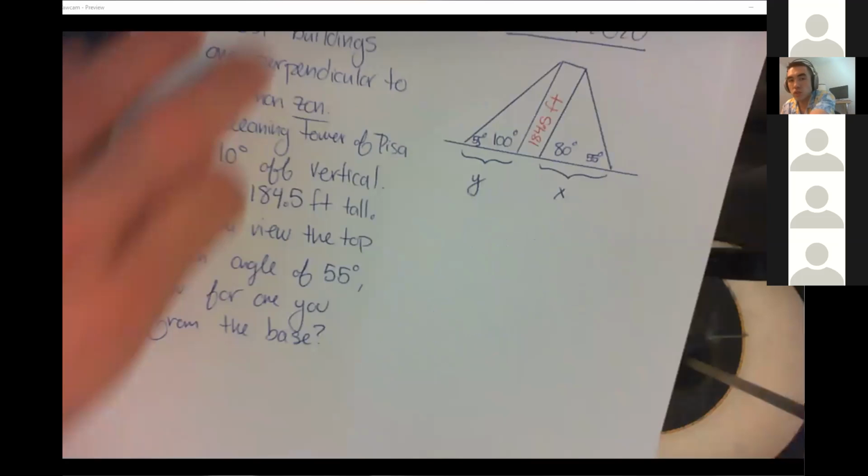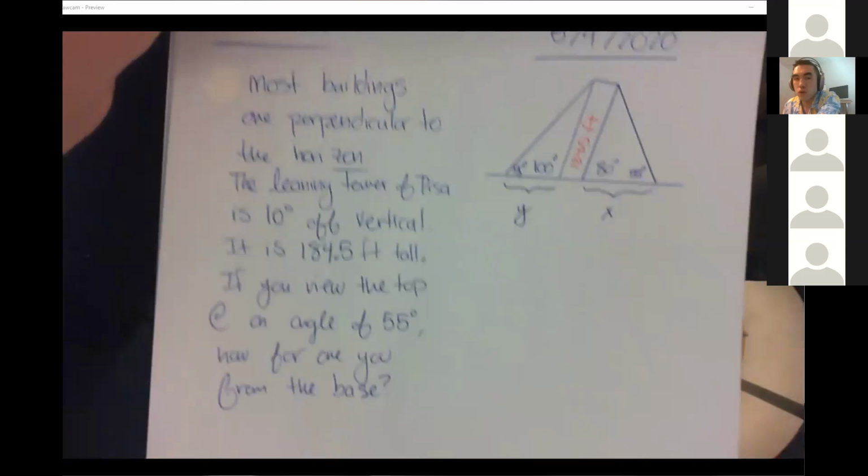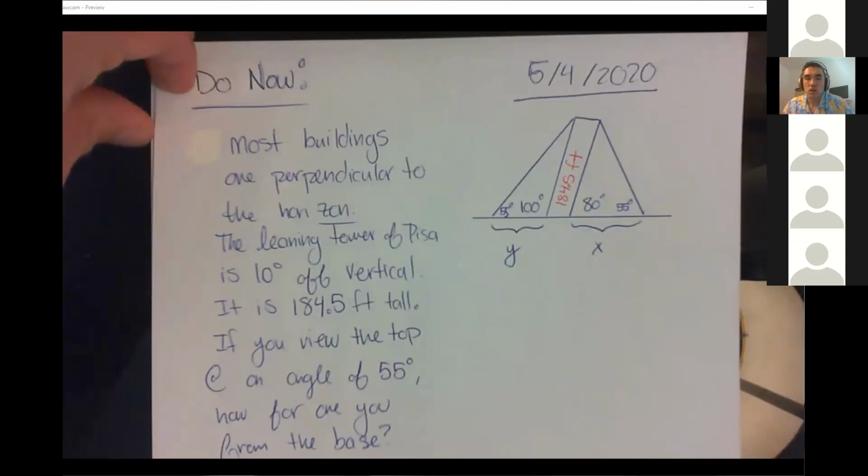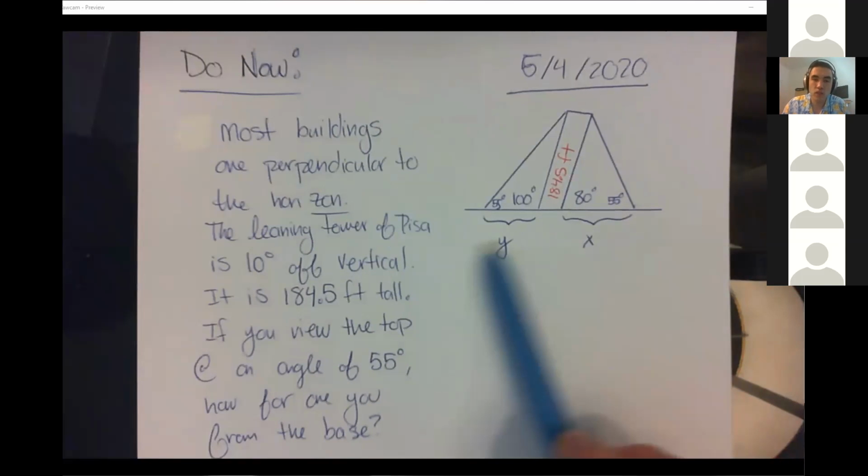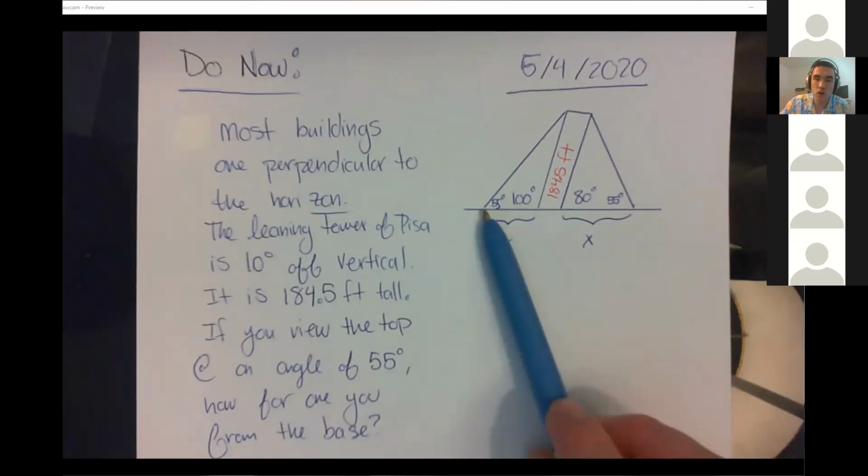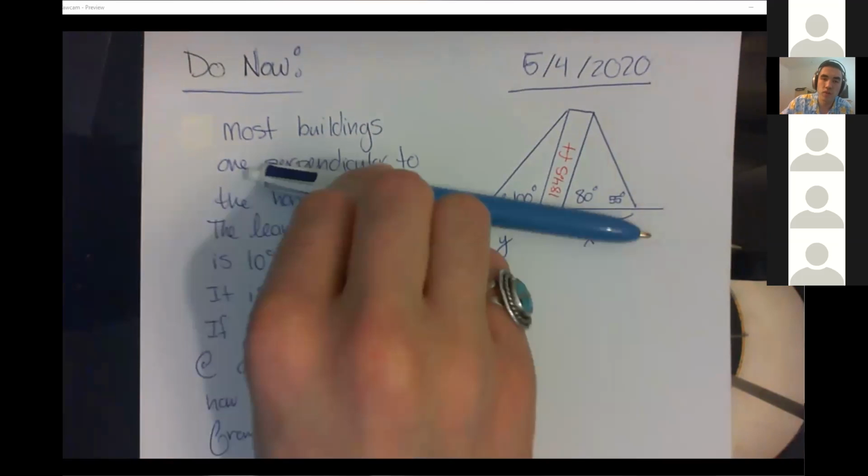Please use this information to solve for how far a person is standing on each side of this tower. So on this side of the tower, how far would you have to stand to view the top at 55 degrees off of the ground? So from here, you look up 55 degrees.